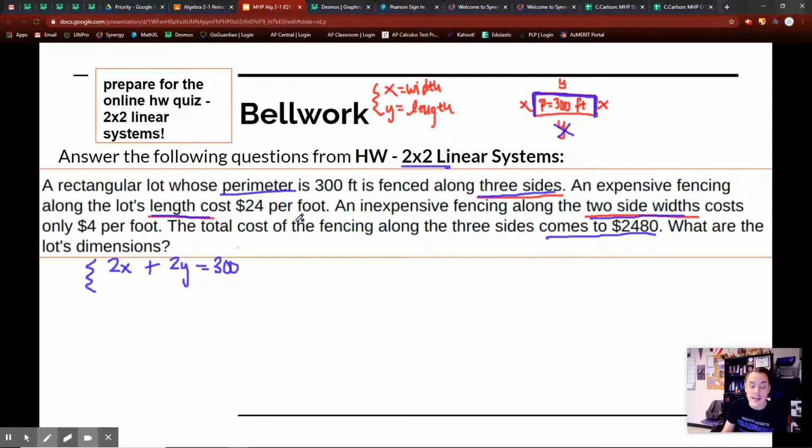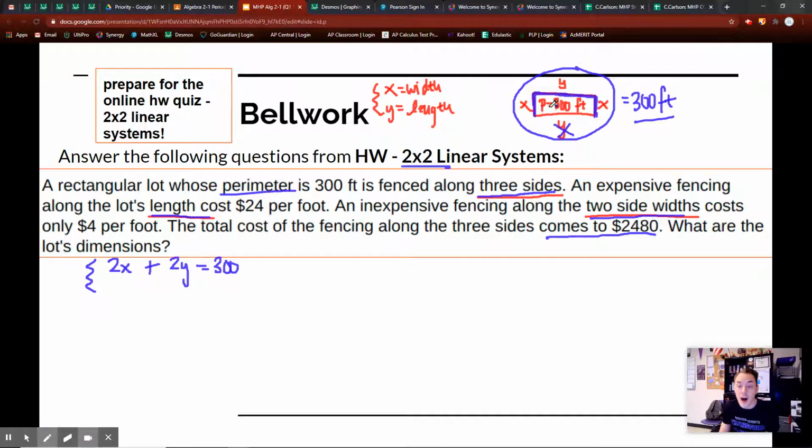Now, you may be asking, why am I using this y if I don't really know what it is? Because technically, I need to say that the whole lot's perimeter is 300. If I just had one y here, that's not right, correct? That wouldn't be a total of 300. So this whole thing, when I add it together, equals 300 feet. Not just the three sides, but the whole thing, including this side that I'm not trying to fence, is 300 feet.